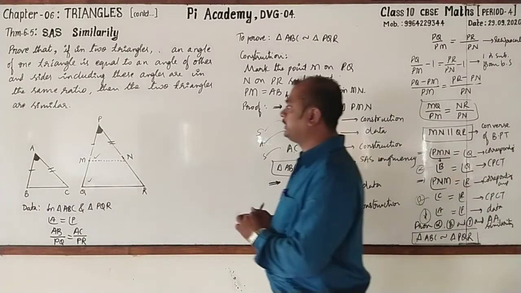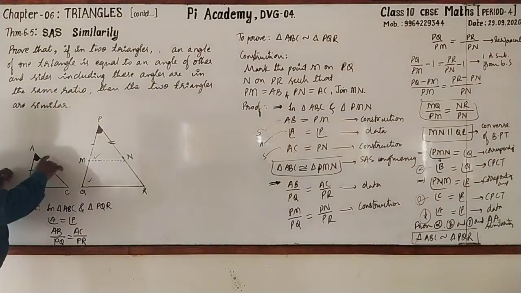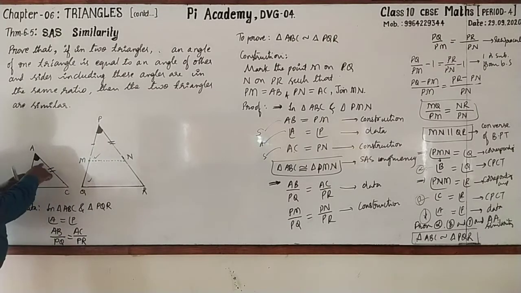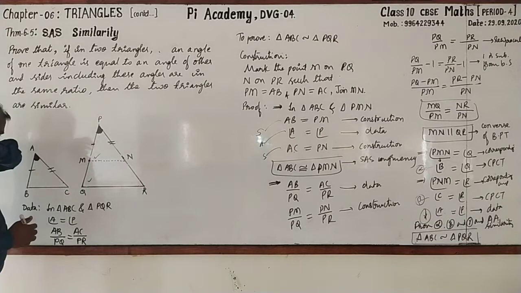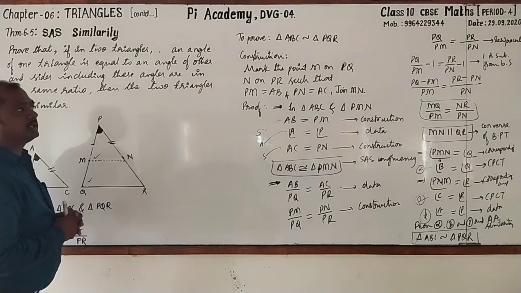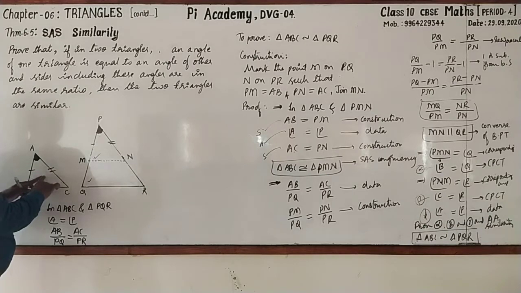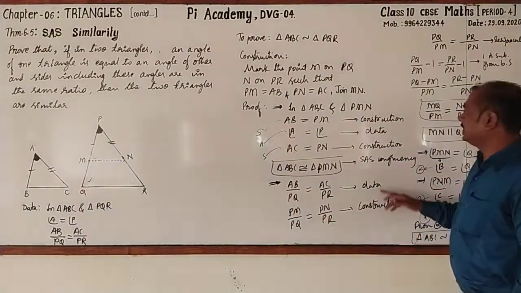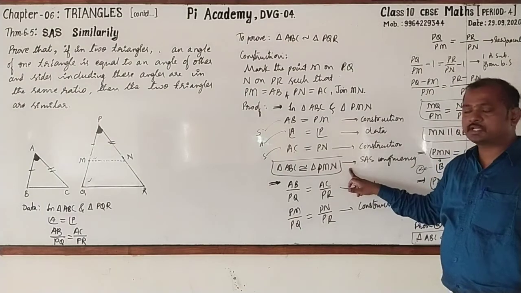Once I tell you in brief, just observe. Here they have given an angle of one triangle equal to an angle of another triangle, and the sides including these angles are in the same ratio. Therefore, we have to prove the two triangles are similar. You know, up to construction, the proof. First, you are going to prove these two triangles as congruent. Here we have direct possibilities: AB equal to PM, angle A equal to angle P, AC equal to PN. According to SAS congruence, both the triangles are congruent.